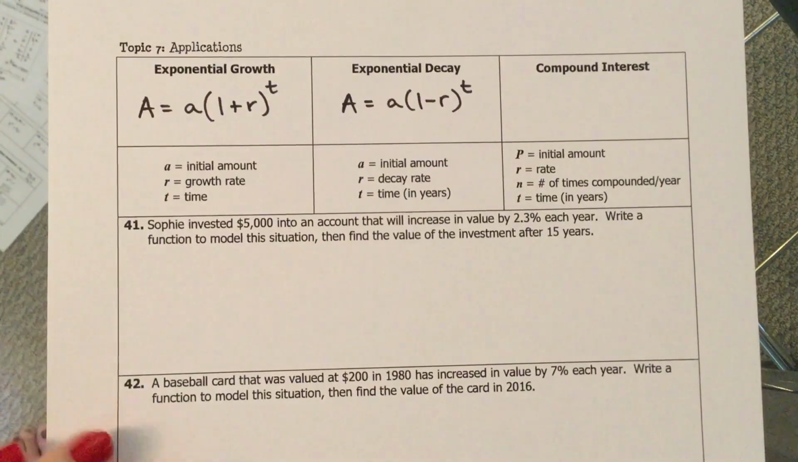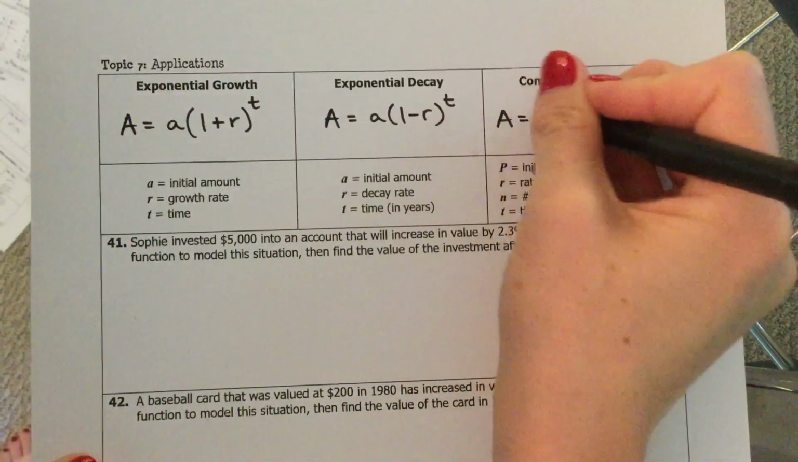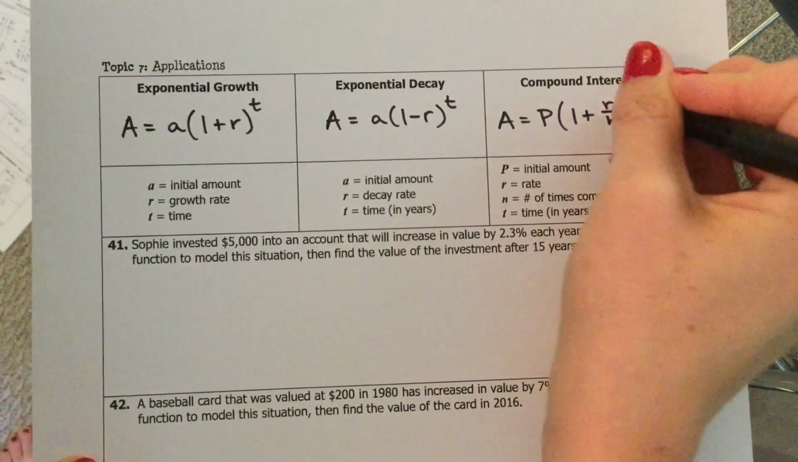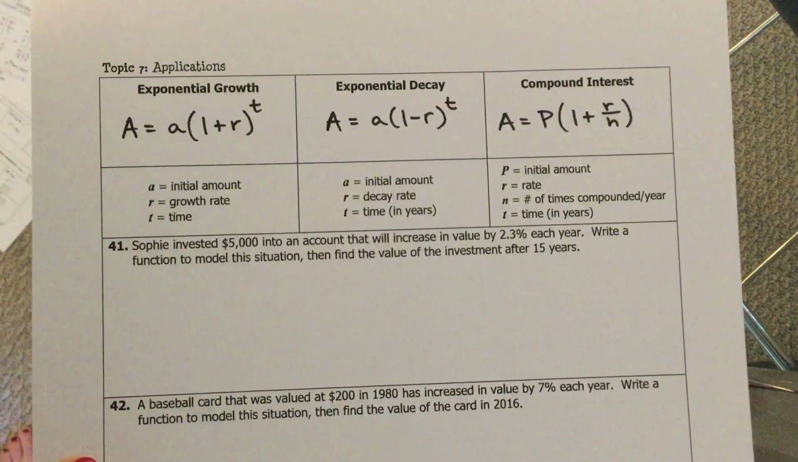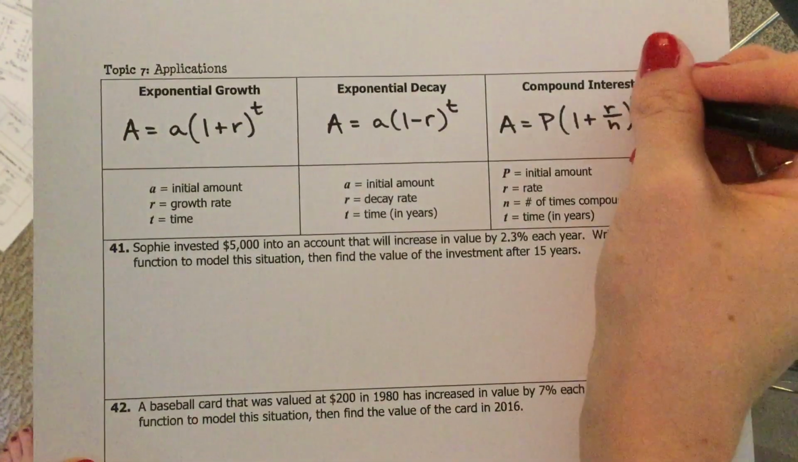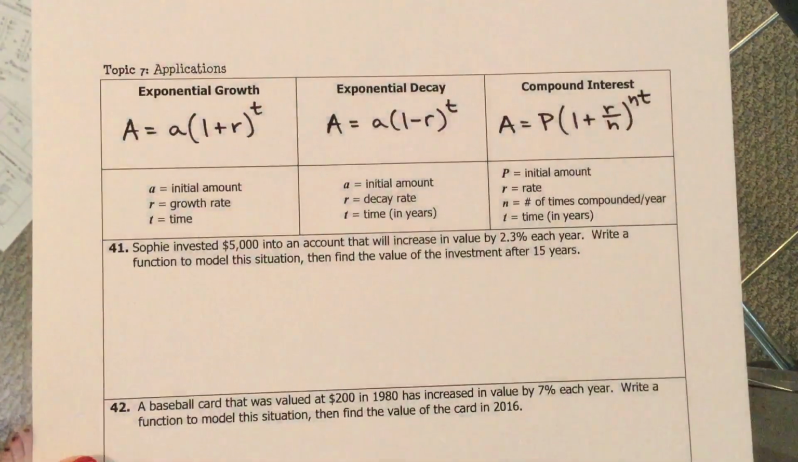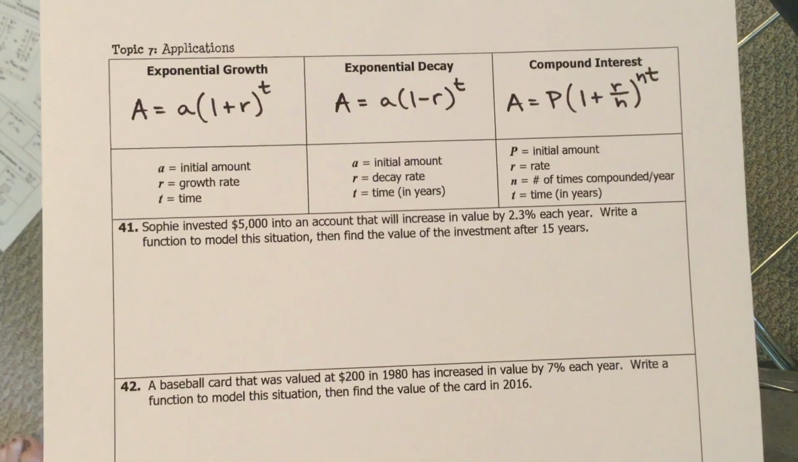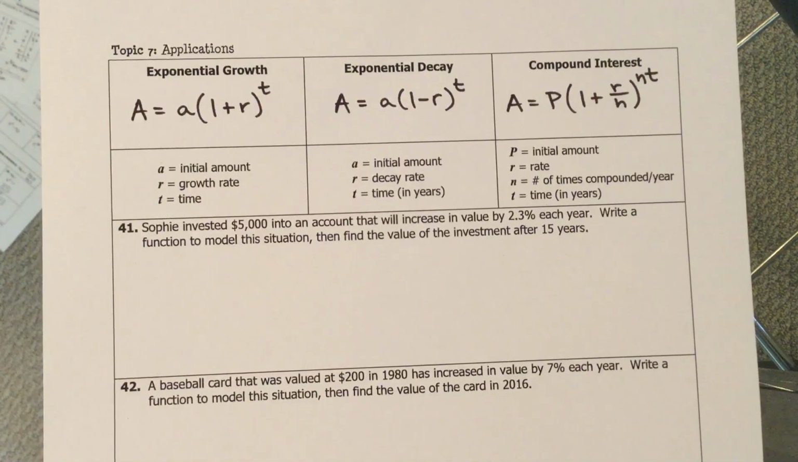Okay, and compound interest has some similarities. This time we use p for the principal amount. And then our rate gets divided by n, how many times a year you compound interest. And then the exponent is now n times t, because n times t would be the total number of times that interest gets compounded. So that's our setup. We've got a handful of applications here that are going to be on these particular equations.